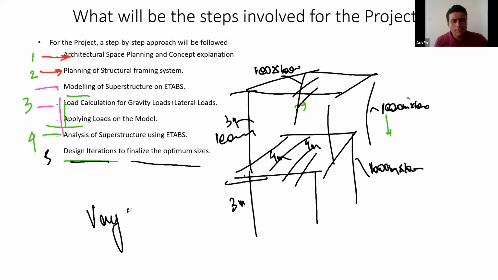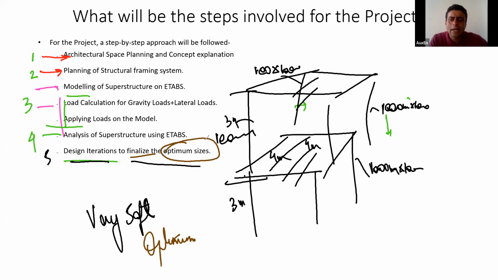But is it optimum? This is very safe, but is it optimum? No. So it's not optimum. It's not value for money. So as structural engineers, we don't have to come up with safe structures. We have to design sizes which are optimum. Optimum means neither unsafe, neither extremely safe. They have to be just right. Okay, that is the meaning of the word optimum.